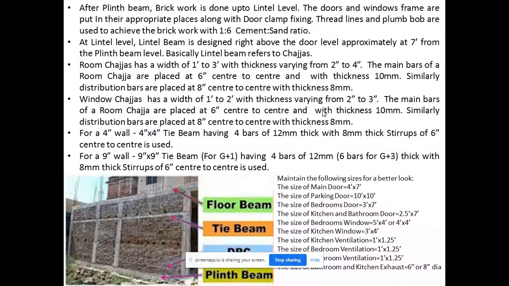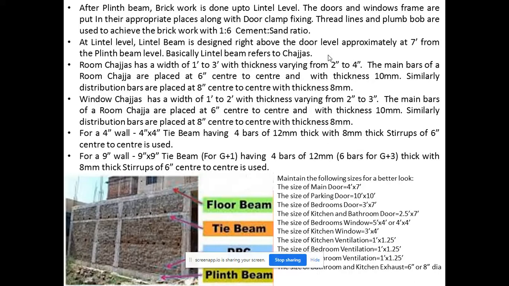We'll see after plinth beam, the full section of the lintel level followed by the doors and windows frame fixed in their appropriate places along with door plan fixing. Thread lines and plumb bob are used to achieve the brickwork with 1:6 cement sand ratio. At lintel level, lintel beam is designed right above the door level, approximately 7 feet from the plinth beam level. Basically, lintel beam refers to chajja.